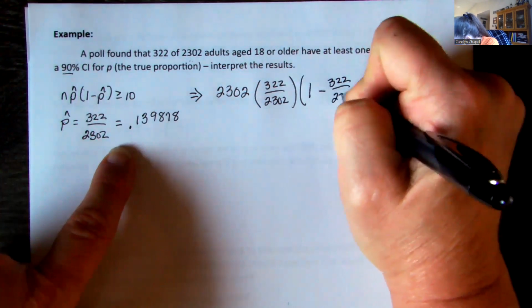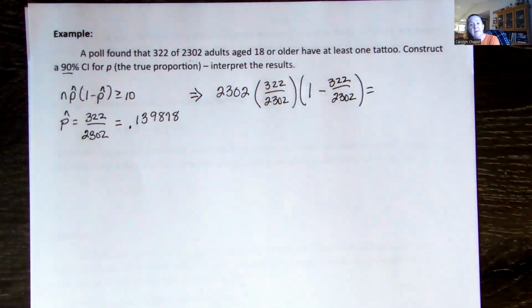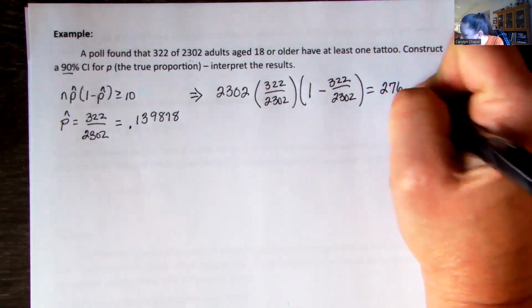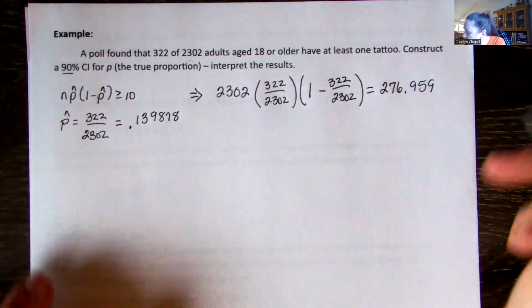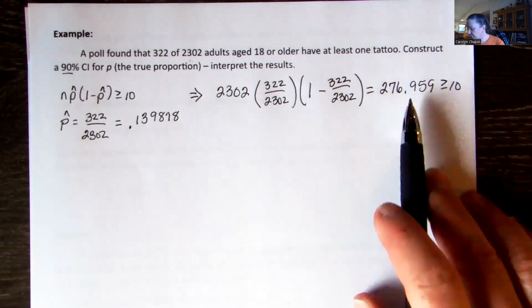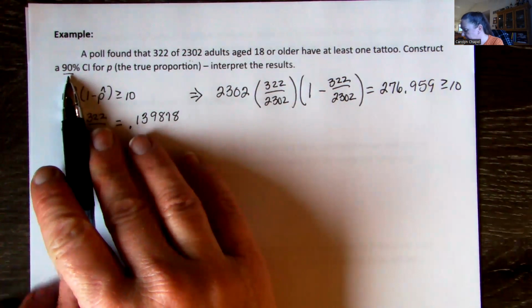And we're going to take that into our calculator. I did this a little earlier to save me a little bit of time. And I found that that was 276.959, which is bigger than or equal to 10. So I am okay to use the normal curve, which is important because without that, I'm kind of at a loss. So what a lot of statisticians do is they make sure to have a large enough sample so that they can follow through. All right, so now we are calculating a 90% confidence interval.